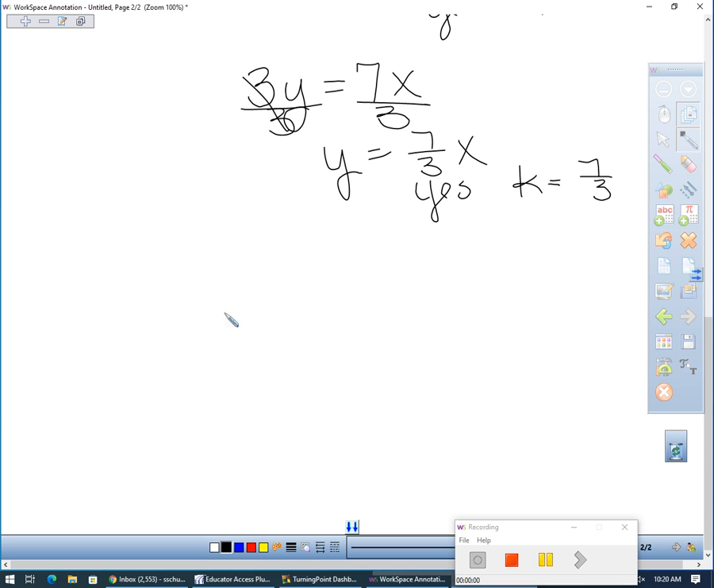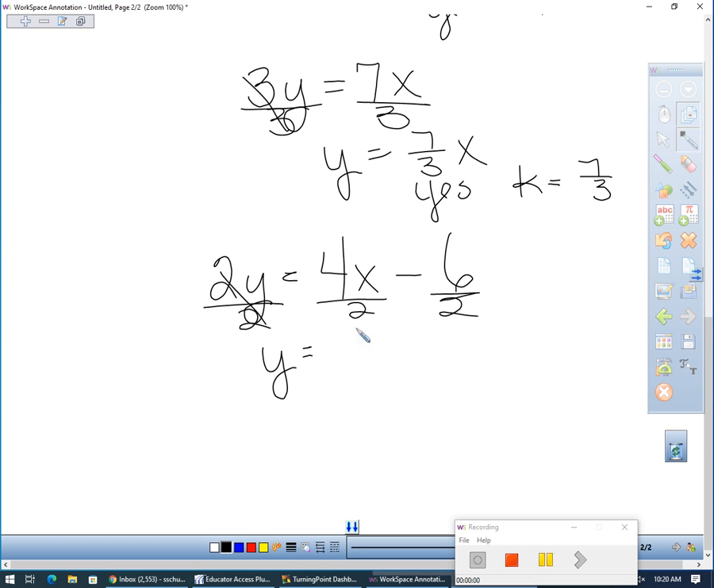Let's say I have 2y equals 4x minus 6. Divide by 2, and if I divide this side by 2, I have to divide everything by 2, right? Okay, so that gives us y equals 4 divided by 2 is 2x minus 3. Is this in the form y equals kx? No. So you just say no. That's it.